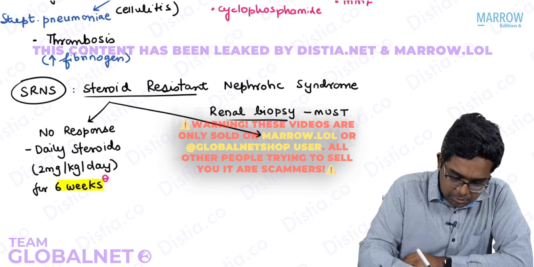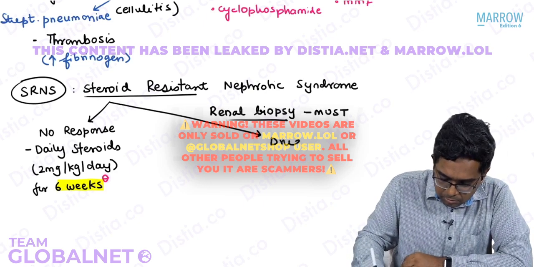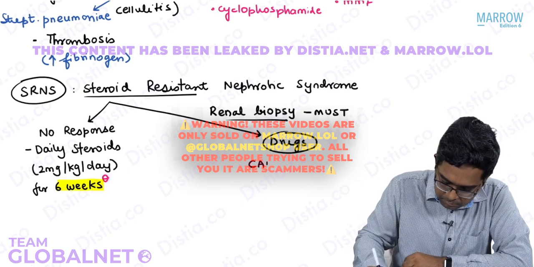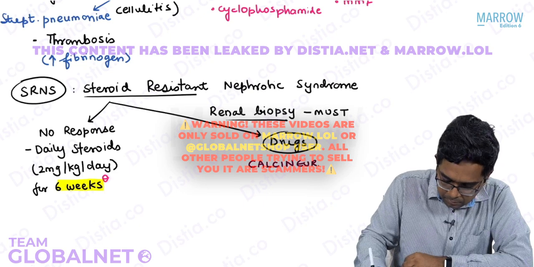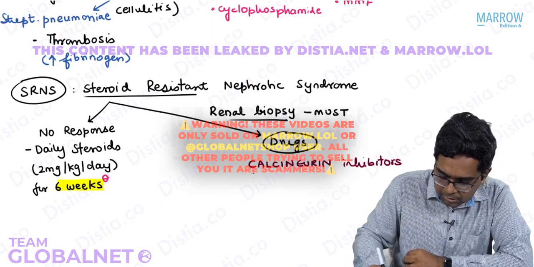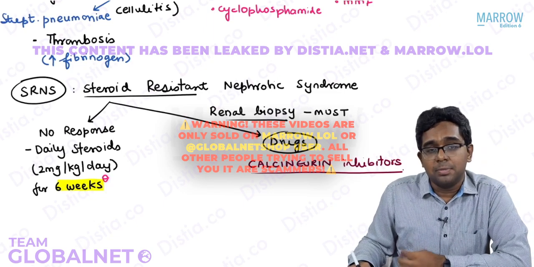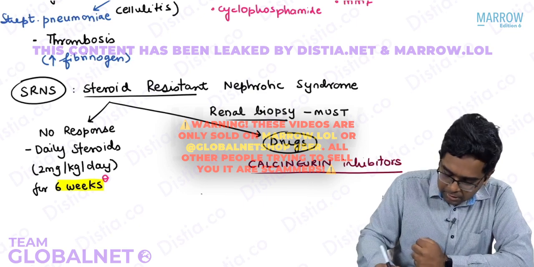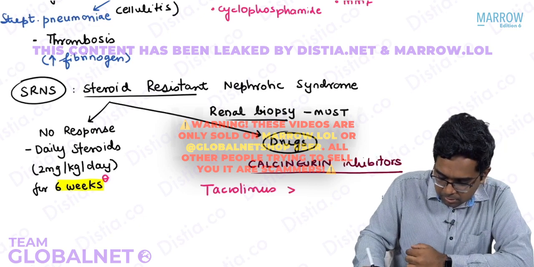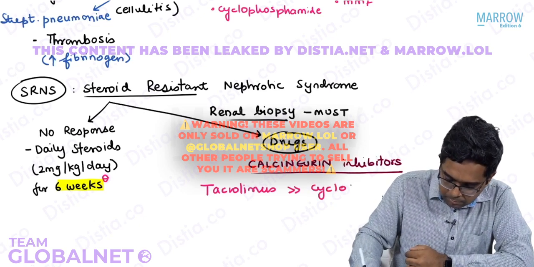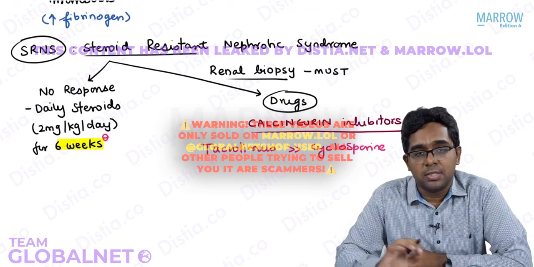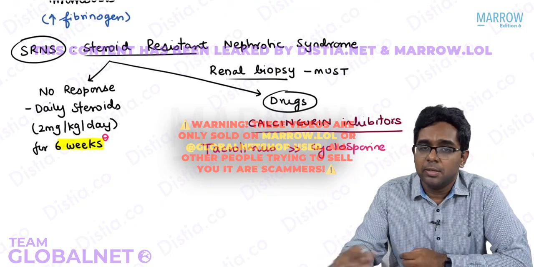Now coming to the drugs which can be useful in the management, the commonly used group of drugs in this situation is calcineurin inhibitors. And we know that the commonly used calcineurin inhibitors are tacrolimus and cyclosporin. Which is the preferred medication? It is tacrolimus. Okay, so I'm writing tacrolimus more than cyclosporin, basically indicating that tacrolimus is the usual medication of choice for steroid-resistant nephrotic syndrome according to the present guidelines.